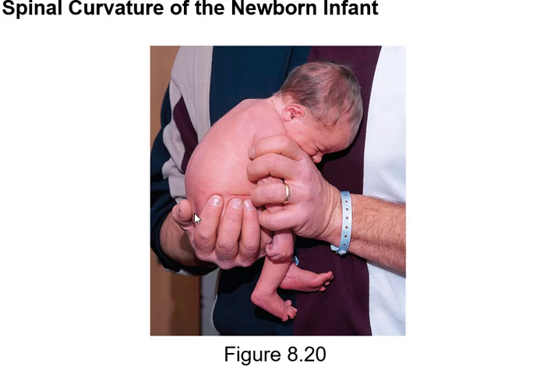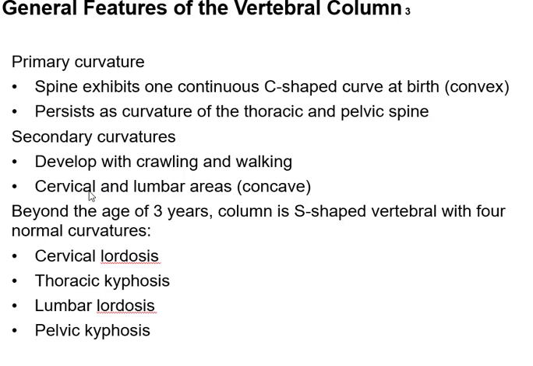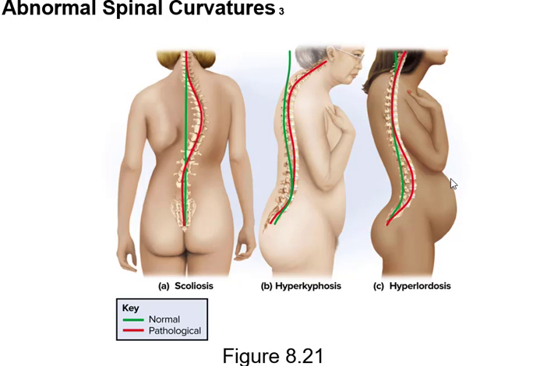It's kind of interesting. A newborn's spine is actually C-shaped, like this, but once they start crawling, turning over, and begin to walk, the cervical region and the lumbar region become concave, so they actually bend out. Beyond the age of 3, you have an S-shaped vertebral column with 4 normal curvatures. So you have lordosis of the cervical region and the lumbar region. You have kyphosis of the thoracic and the pelvic region.